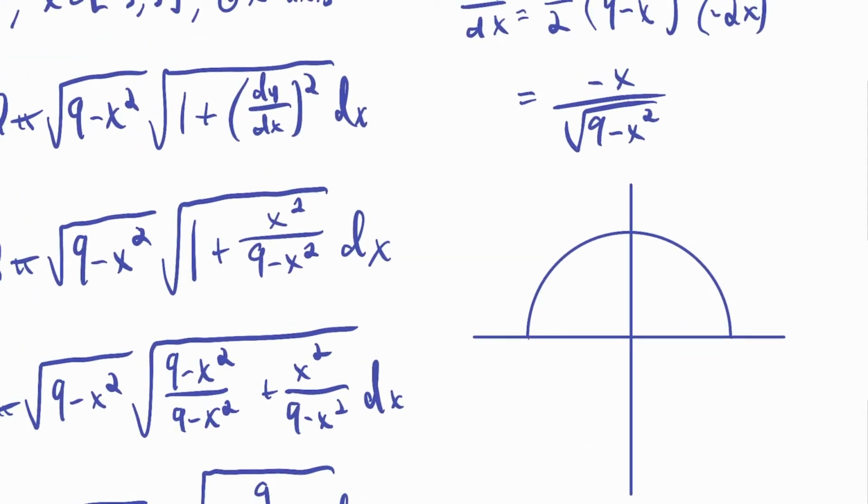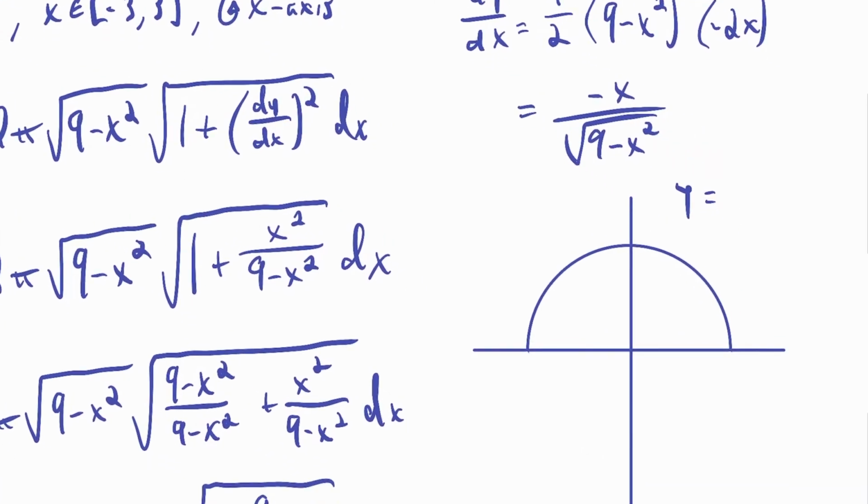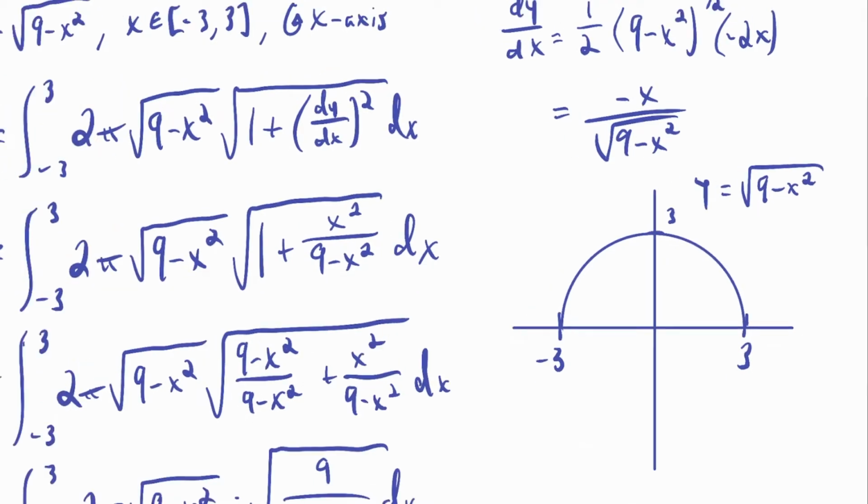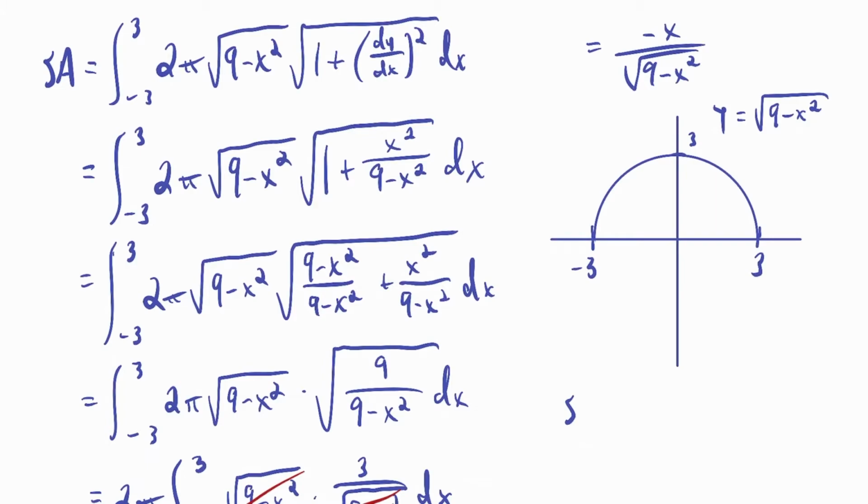That's the graph of y equals the square root of 9 minus x squared. So here's 3, negative 3, 3. And if you revolve this around the x-axis, you get a sphere, right? If you remember the surface area formula for a sphere, it is 4 pi r squared. The radius is 3. This is 4 pi 3 squared. We get 36 pi.